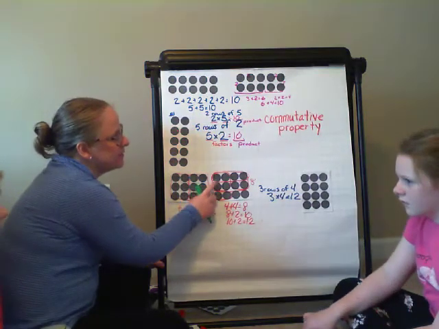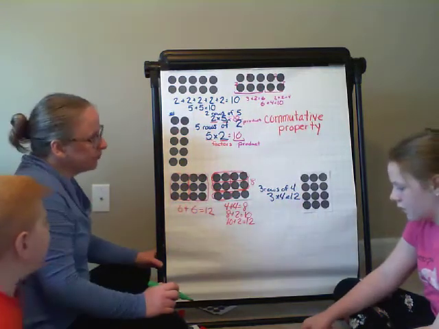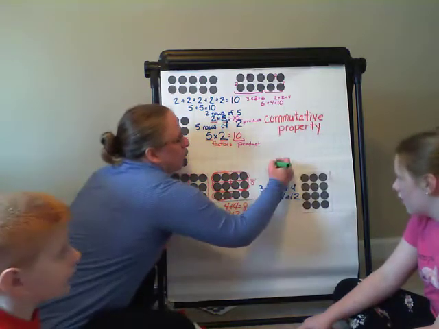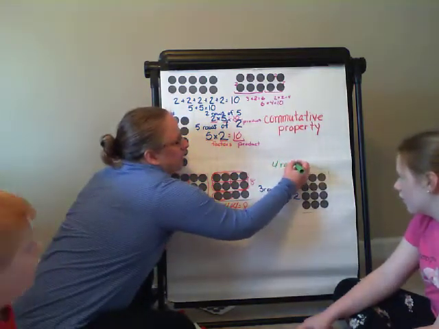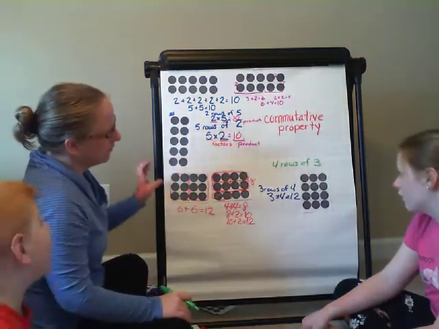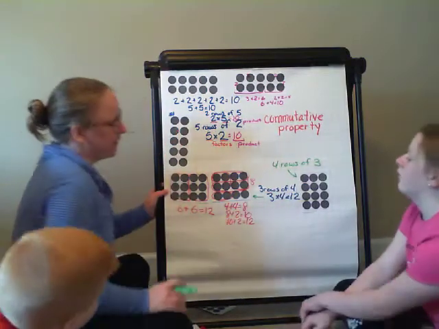All right, so this was 3 rows of 4. What's this one? That one is 4 rows of 3. Then the next is 3 rows of 4, but we already got that. So this one's 4 rows of 3, and this one is 3 rows of 4.